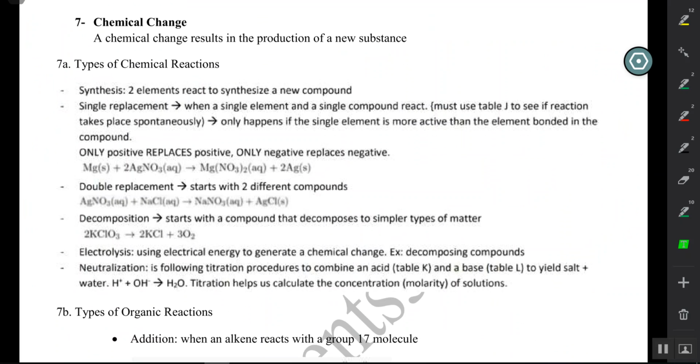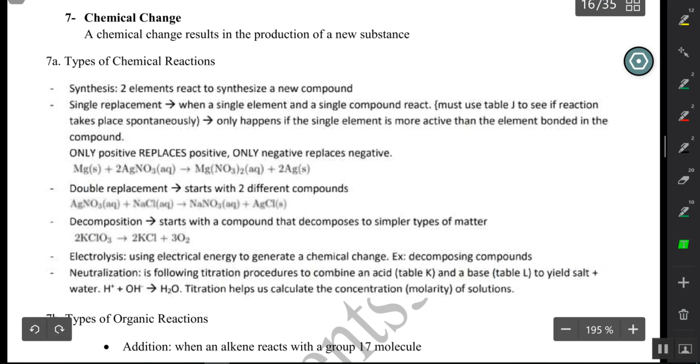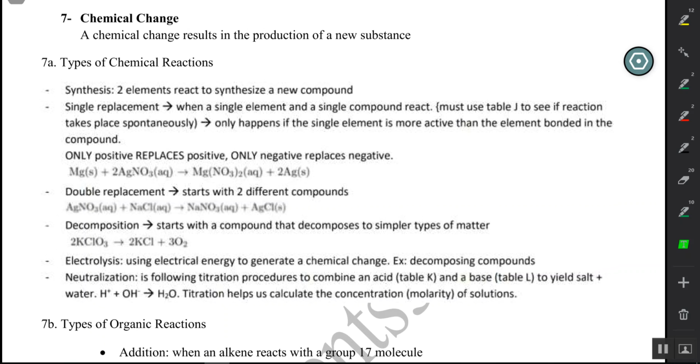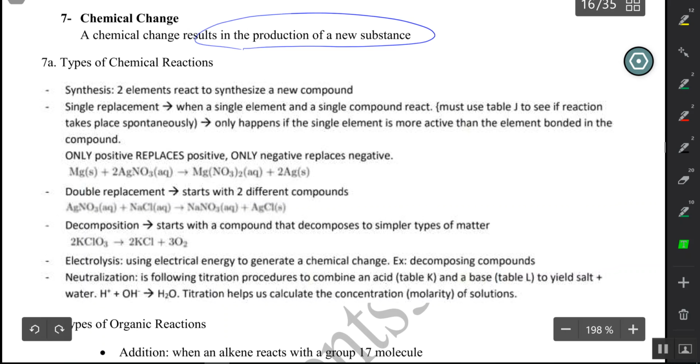Before we go into what types of chemical, organic, and nuclear reactions there are, let's just talk about what a chemical change is. A chemical change results in the production of a new substance. So anytime you're creating a new substance, anytime you have a precipitate, anytime you have a gas produced, some kind of chemical change took place.